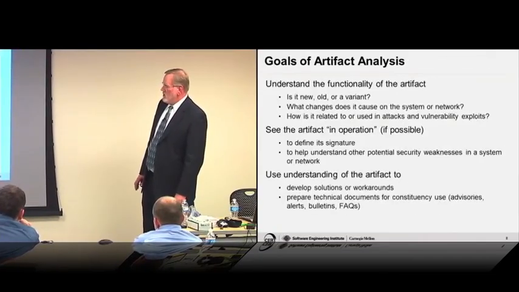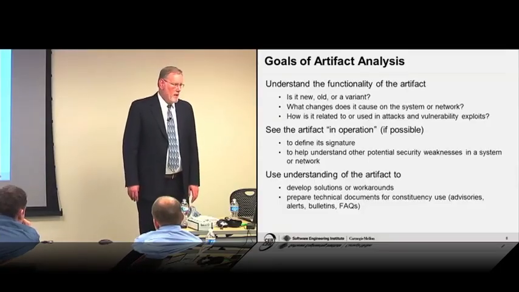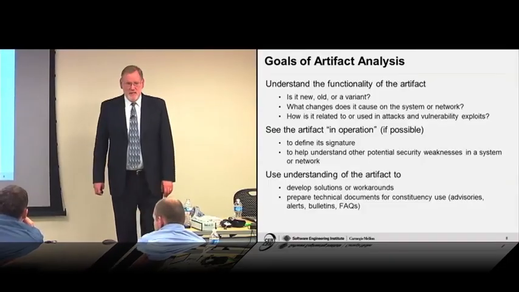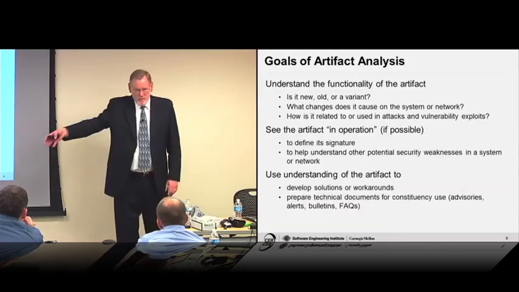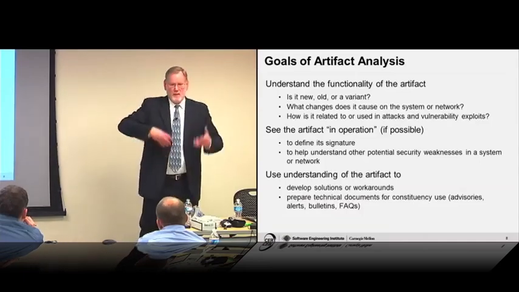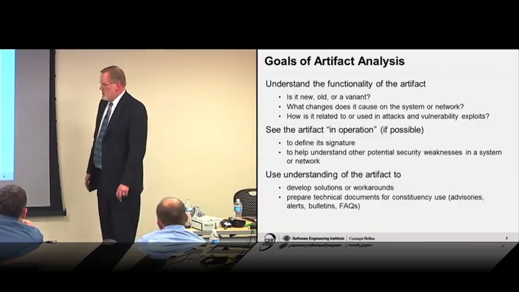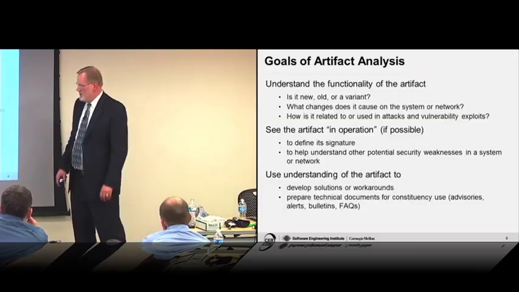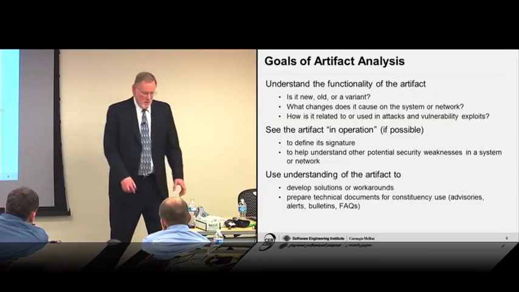So the idea is, what does it do? And do I know anything about it? Have I seen it before? Can I leverage what I previously know, or has somebody seen it before, and I can take advantage of what they've done? I don't have to do it myself, and I can tell my people, and the investigation continues. Sometimes it's possible to see an artifact in operation, to define its signature. Sometimes you can develop solutions for workarounds by understanding what it does.